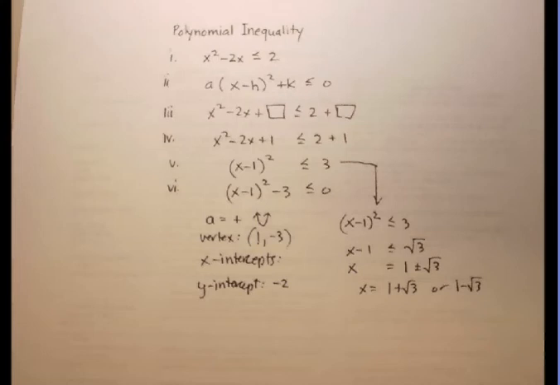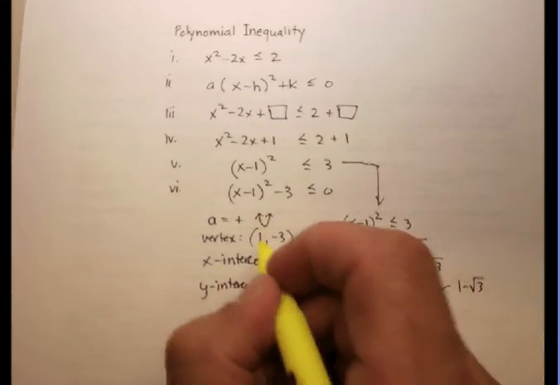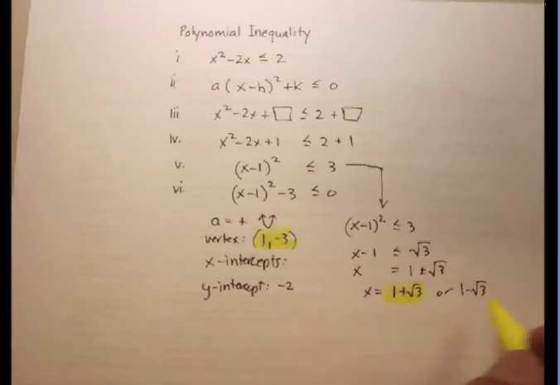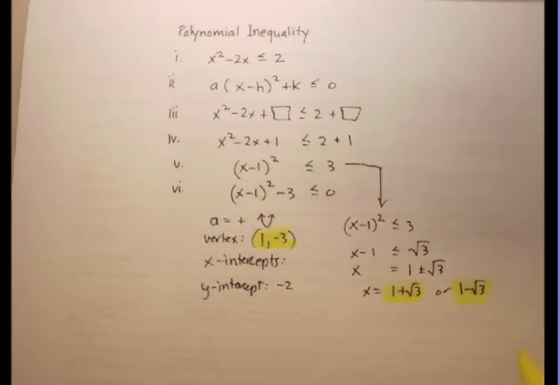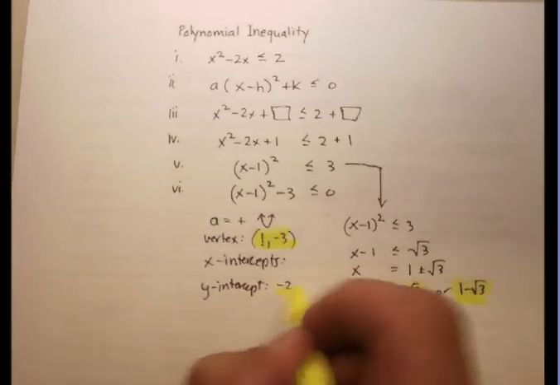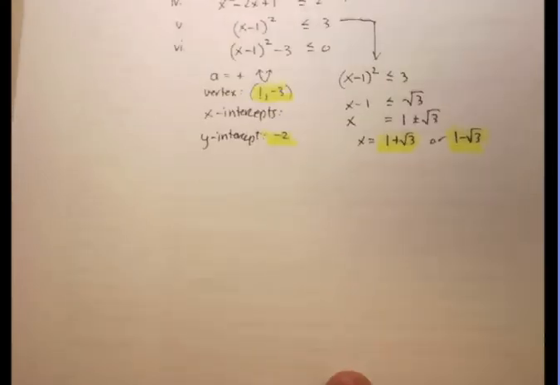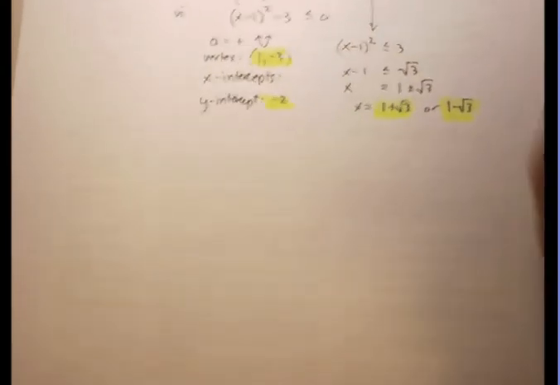Okay, so let's look at my information now. I know my vertex is 1, negative 3. I know one of my x's is 1 plus radical 3, the other one is 1 minus radical 3, and my y-intercept is negative 2. Let's go ahead and graph that and see what it looks like. Okay.